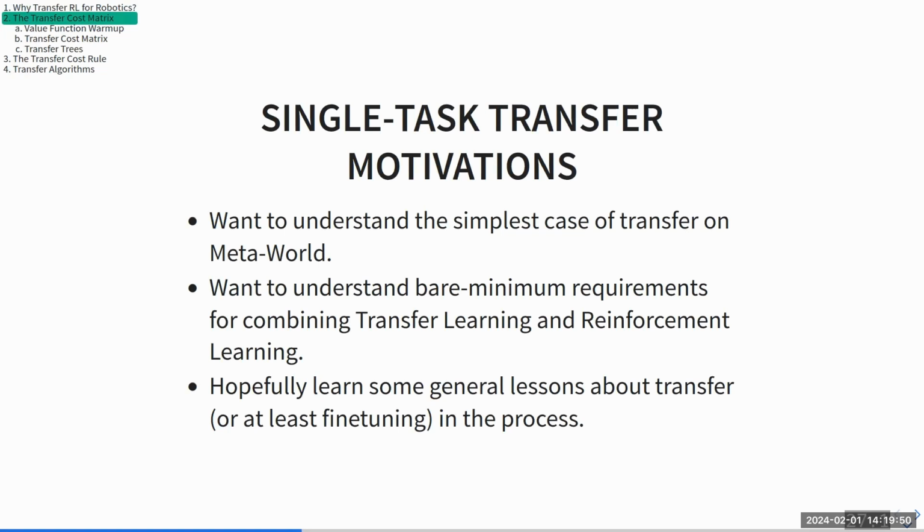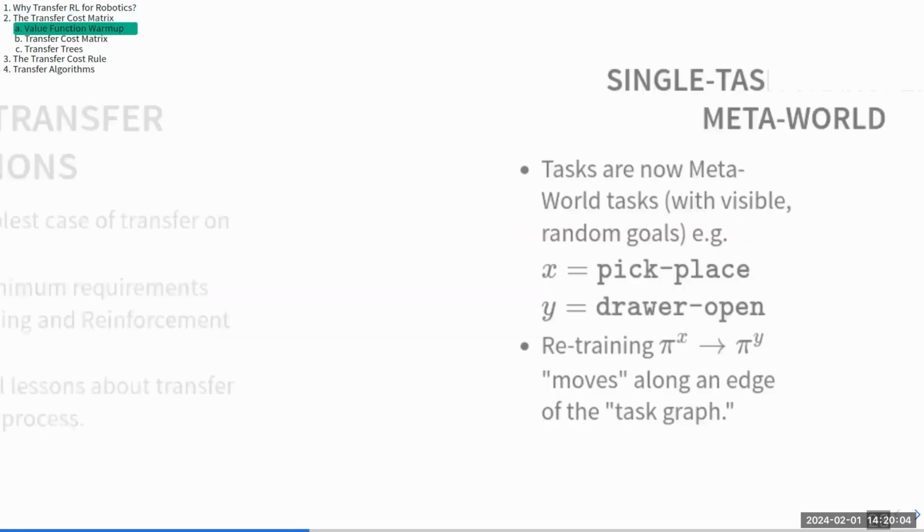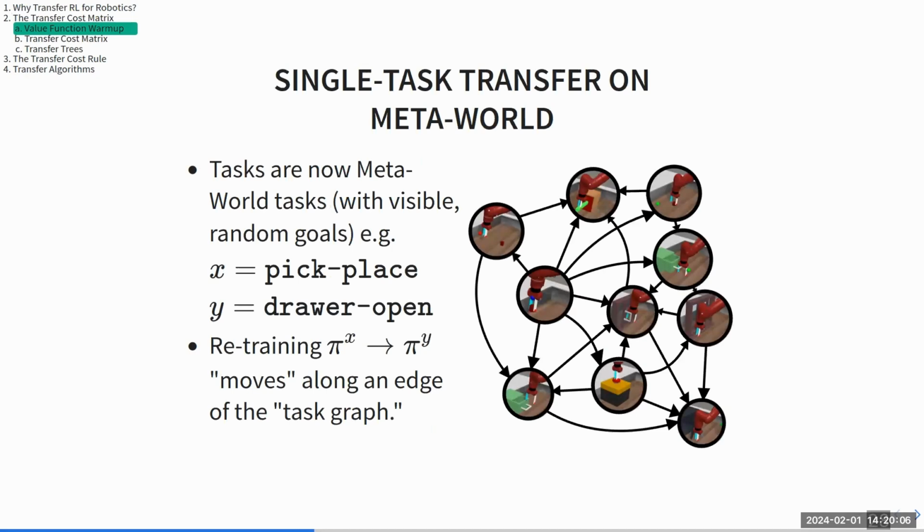So in this case, we're trying to understand the simplest setup of transfer on MetaWorld, so we can understand the basics of where we can do transfer across different tasks, when it might be useful, and when it is not useful. Hopefully we can learn some useful lessons from the project. In this setting, we're going to mostly focus on MT10.